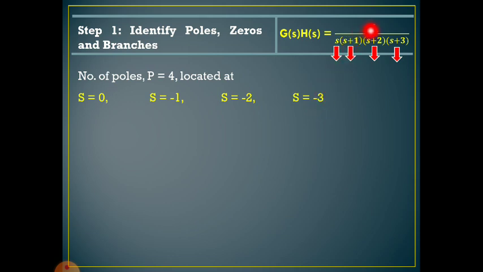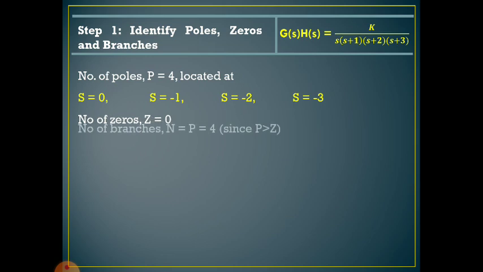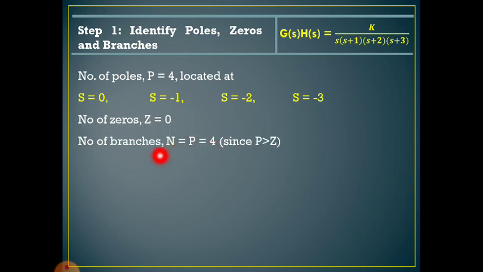Here in the numerator there is no term related to s, so there will be no roots. So number of zeros, represented by z, will be equal to 0. Now coming to branches, number of branches will be equal to either p or z, whichever is greater. Here p is greater than z, therefore number of branches will be equal to 4. Number of branches is represented by n, so n is equal to p is equal to 4 since p is greater than z.